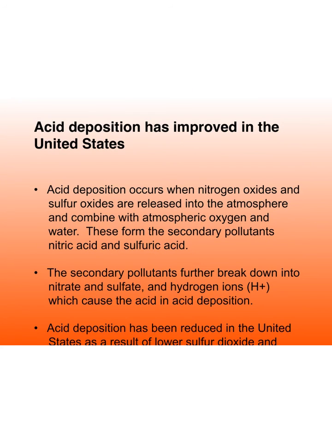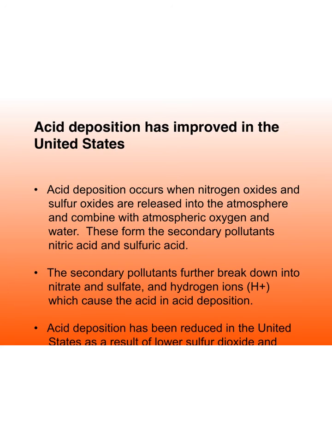All right, let's talk about acid deposition and wrap this thing up. It occurs when nitrogen oxides and sulfur oxides, in other words, the precursors to nitric acid and the sulfuric acid, combine with atmospheric oxygen and water, which has the hydrogen atom, right? And that's going to give us our sulfuric acid and nitric acid. The secondary pollutants further break down into nitrate and sulfate.